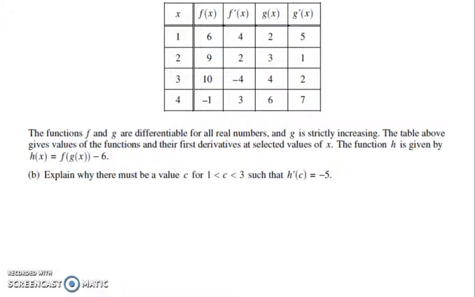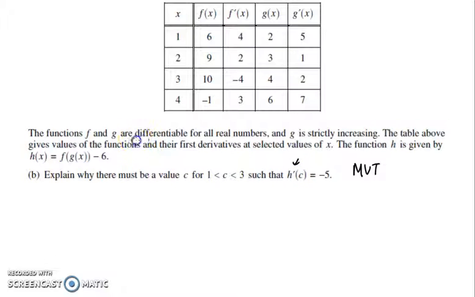It says, explain why there must be a value c in the interval 1 to 3 such that h prime of c equals negative 5. So when we see this, there must be a value of the derivative. That tells us right away MVT. If this was just h of c, we would be thinking IVT, but MVT is what we want to think about because we see prime.